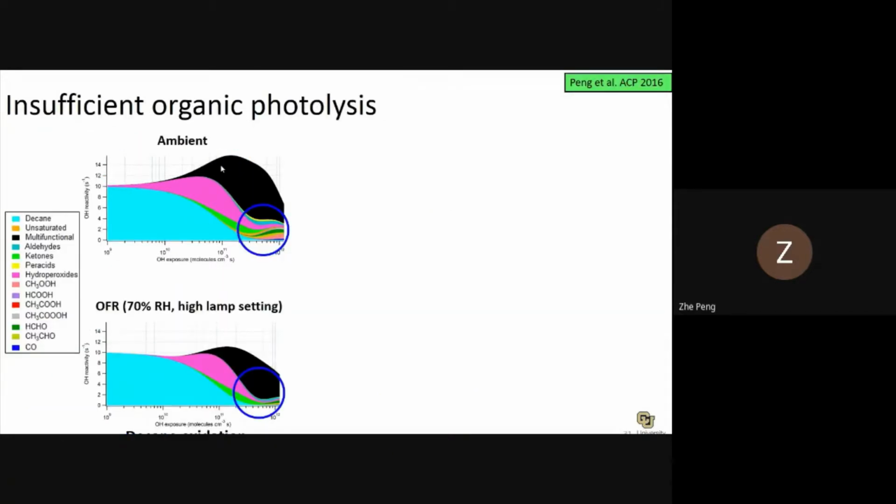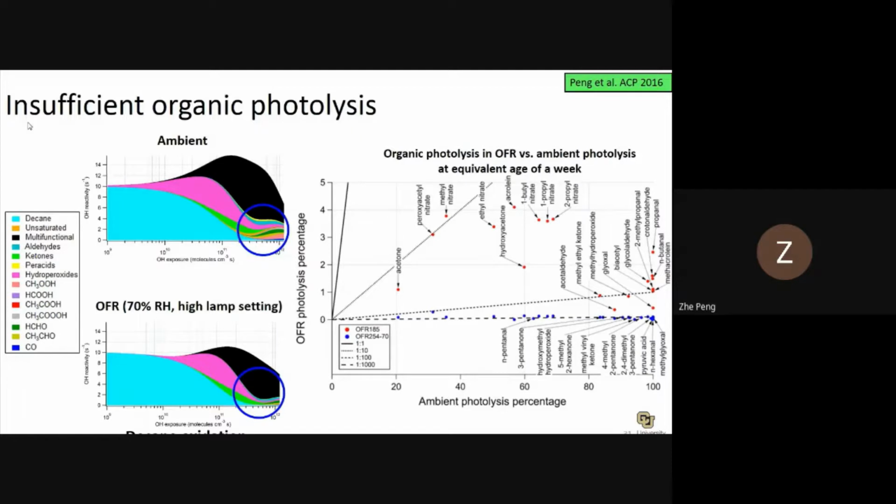And the other problem, inefficient fragmentation of multifunctional species, is caused by inefficient organic photolysis in OFR. This is a known problem of OFR. In our earlier paper, we showed at very high equivalent age, organic photolysis in OFR is orders of magnitude lower than ambient photolysis.